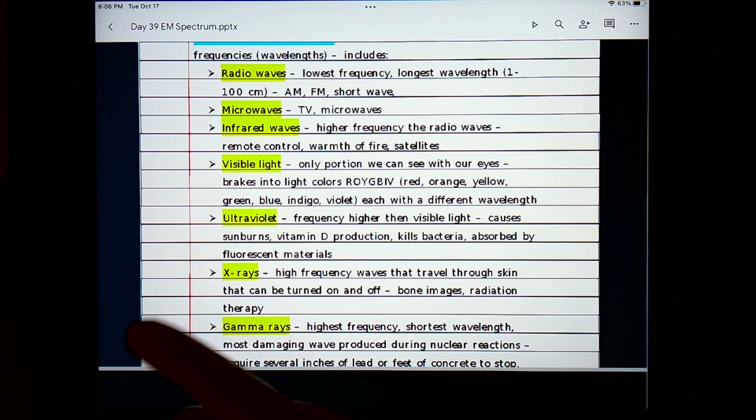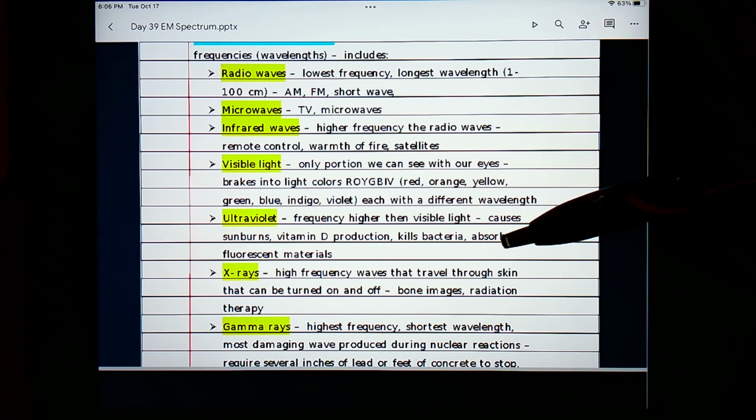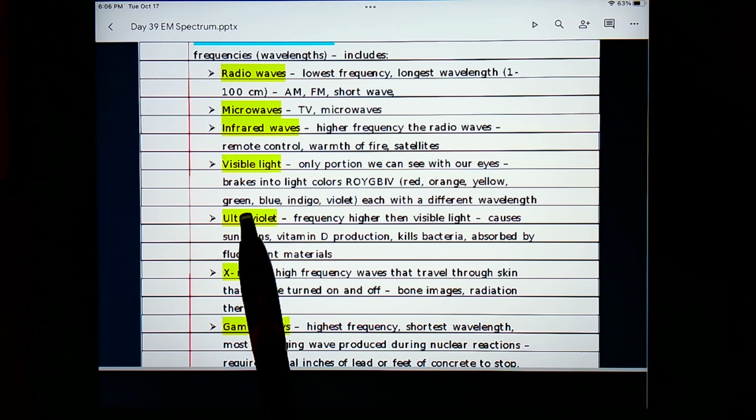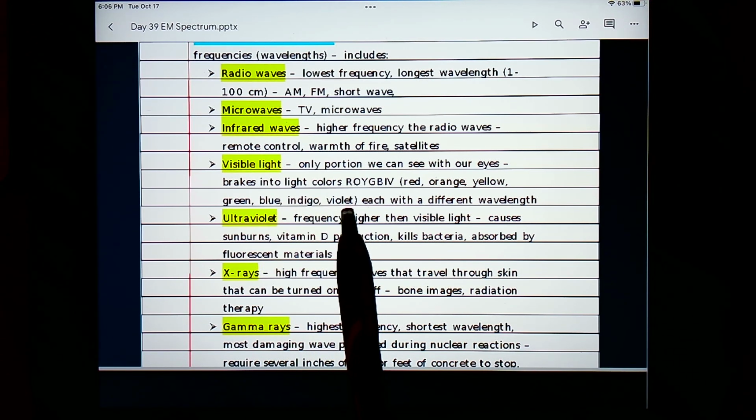That rainbow is the visible light that you see, okay? These are waves that break into light colors, and each one of these colors has a different wavelength, so that you are able to detect which one is which. You might have heard the acronym ROY G. BIV. That's where it comes from. R stands for red, O for orange, Y for yellow, G is green, B is blue, I is indigo, and V is violet. Okay, so ROY G. BIV, just your light colors that you see with that wavelength.